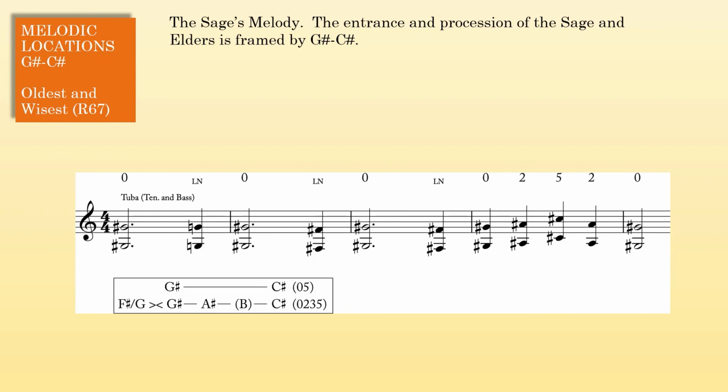This ponderous melody, played in octaves by tubas molto pesante, announces the entrance and procession of the sage and the elders. It is framed by G sharp, C sharp.